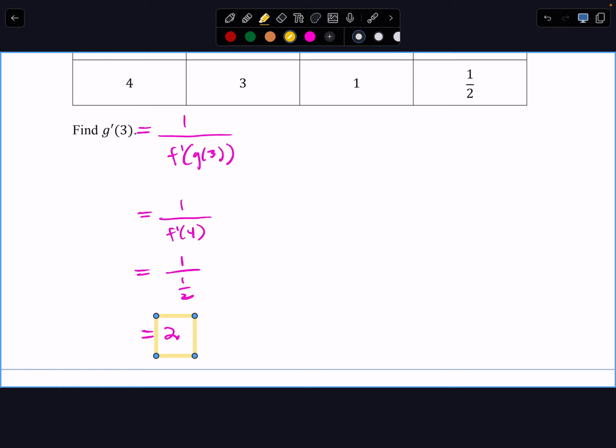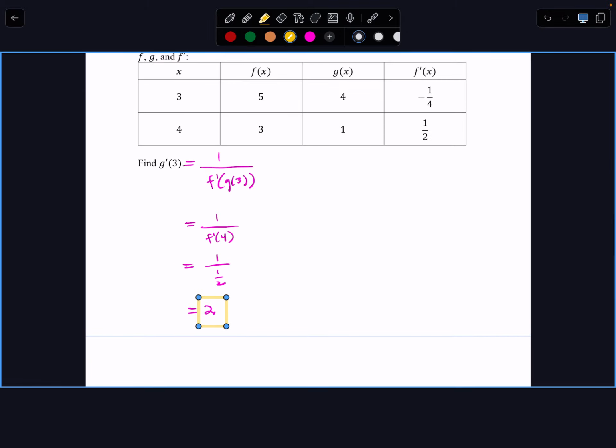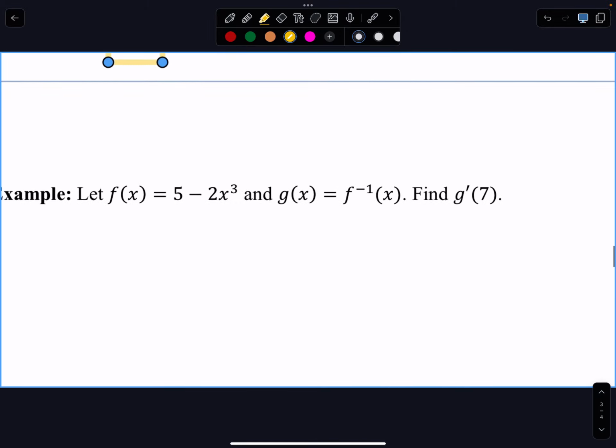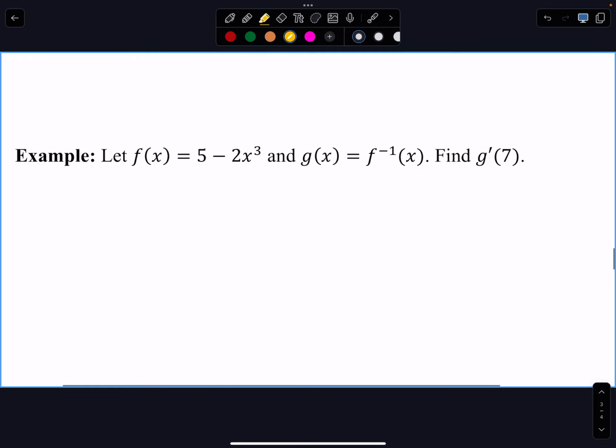Why don't you guys, in the groups that you're sitting in, go ahead and try the next one? Find g prime of 7. With your groups, go ahead and try to find g prime of 7.